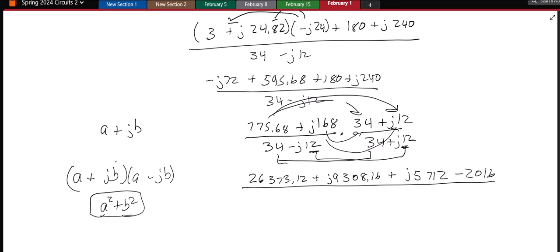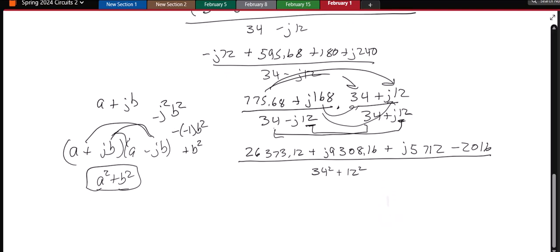So the middle terms would be jab plus jab and minus jab. This last term is minus j squared b squared. So that's minus j squared is negative 1. B squared minus negative 1 is plus 1. So that's where the plus b squared comes from. So this becomes 34 squared plus 12 squared.